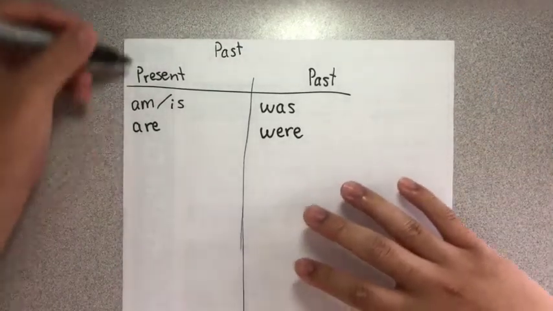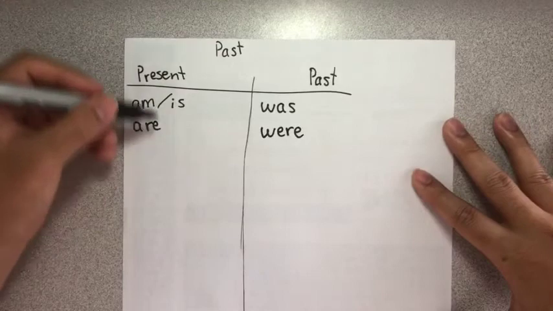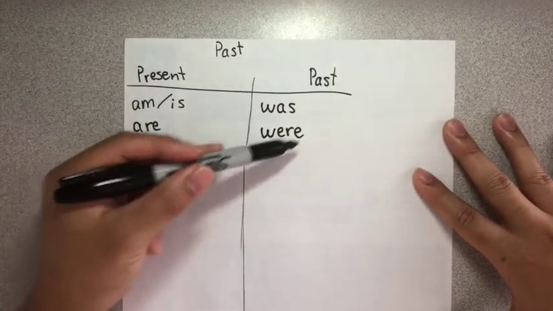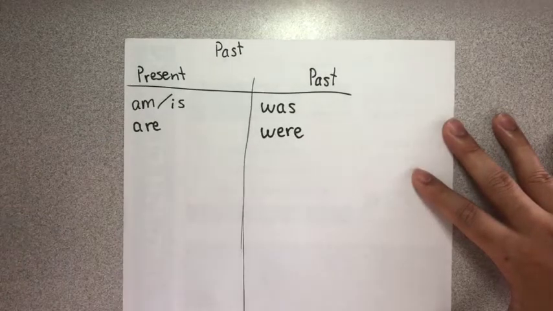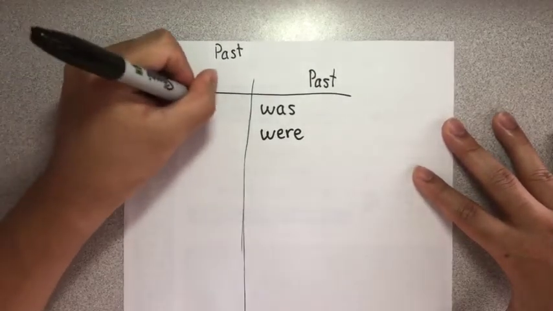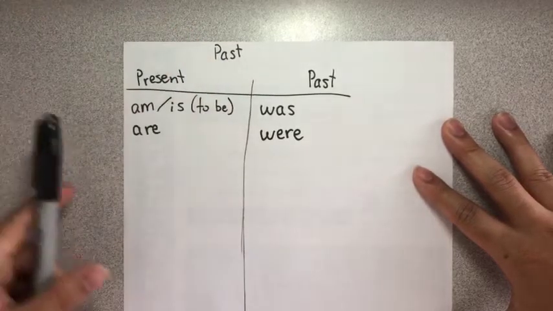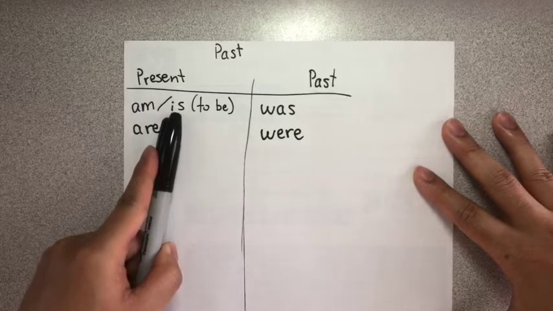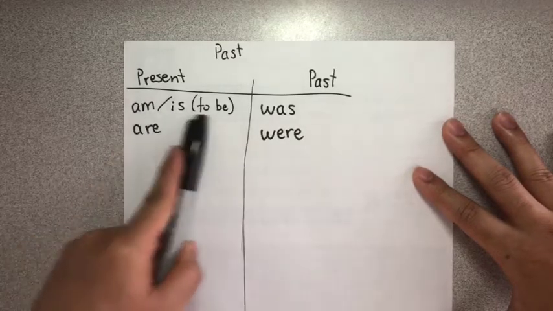So over here on the left, we have the words in present tense. And on the right, we have the same words, but in the past tense. So we have am and is. This is part of to be. We have I am, she is, he is, and it is. This is in the present.